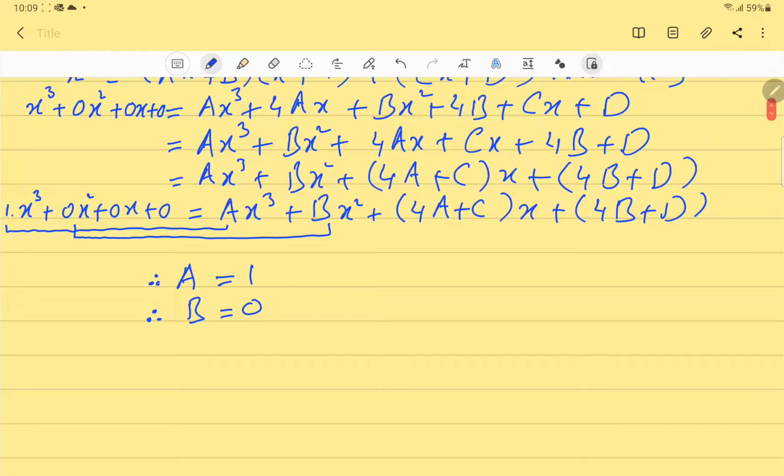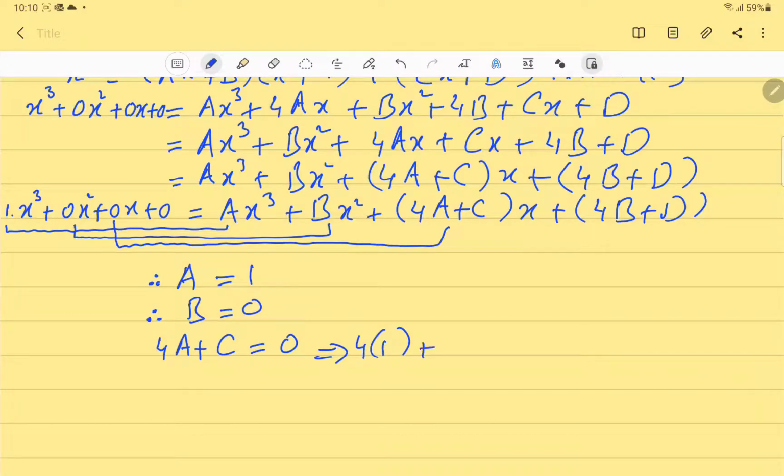Now we will compare the coefficient of x and the term which is without x. So with x, it is this one: 4a plus c is equal to 0. We have the value of a, which is 1. So 4 plus c is equal to 0. Therefore c is equal to minus 4.